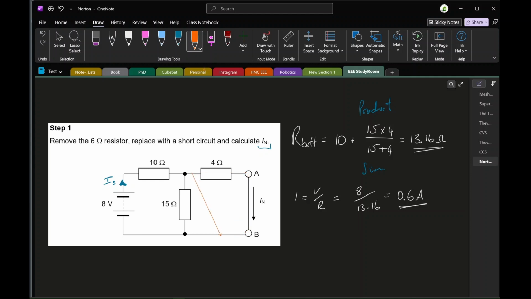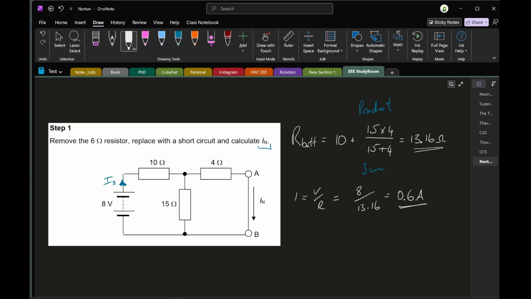The Norton current is going to be, whoops, that's Microsoft trying to do smart things for me when I didn't want it. The Norton current is the current flowing through the 4 ohm resistor, down through the terminals AB, and back to this terminal here. So the current is actually splitting at this node here, and then rejoining at this node.